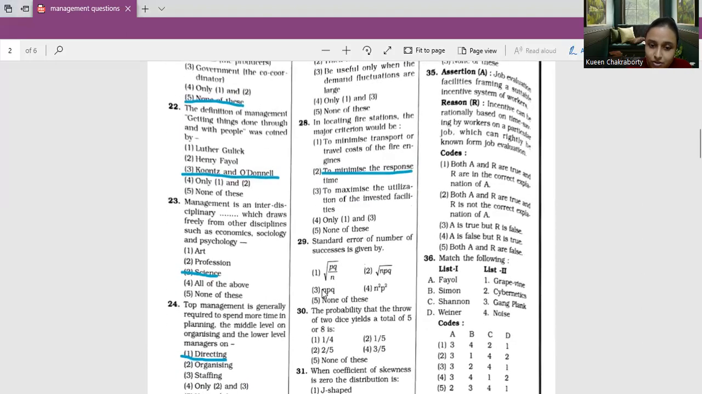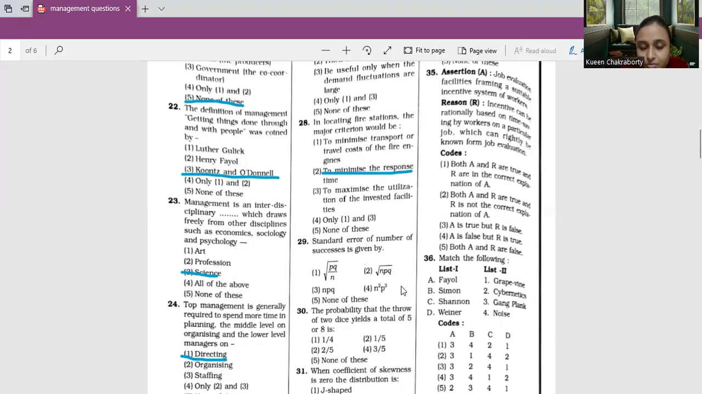Next, moving on to question number 29. Standard error of number of success is given by: 1, root over PQ by N; 2, root over NPQ; 3, NPQ; 4, N squared P squared; 5, none of this.